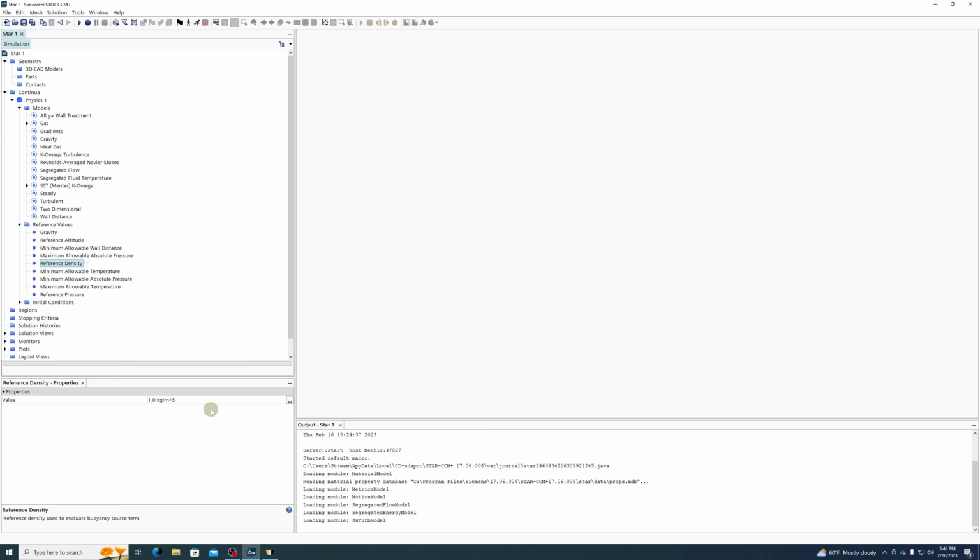But the reference density should be set to whatever the free stream conditions around your system are. If you expect the air density, for example, approaching your aircraft to be 0.8, and you're trying to model gravity, you should set your reference density to 0.8. If you're doing something at sea level, it's probably approximately 1.18, 1.20, somewhere in that neighborhood.